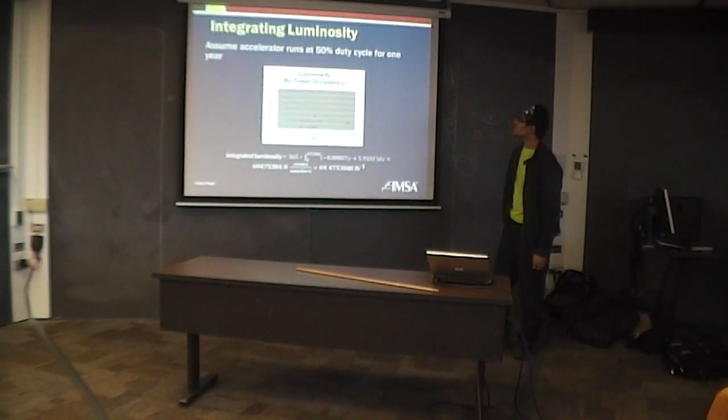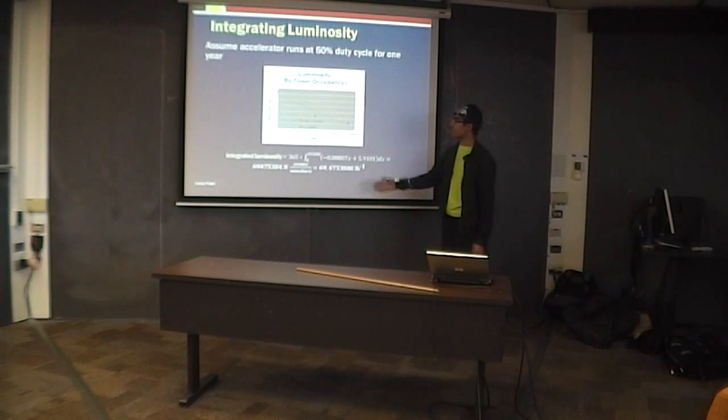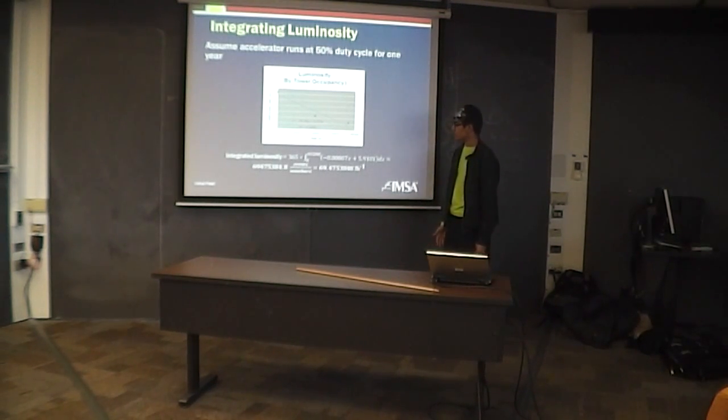And then I was told to find what the total integrated luminosity would be if there was a 50% duty cycle for a year on this accelerator. And so I took the equation with the numbers I had and then integrated it, and found that it would be about 69.47 inverse femtobarns.